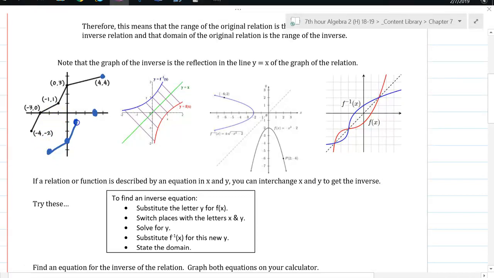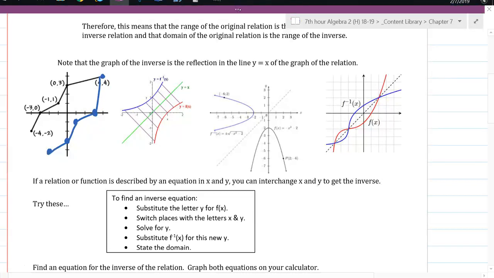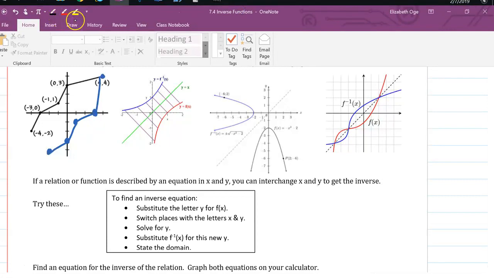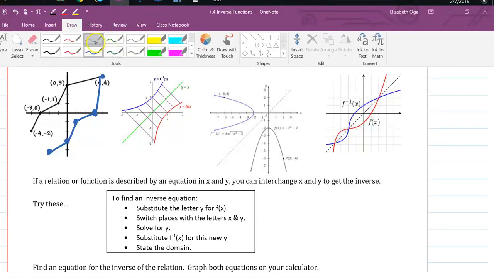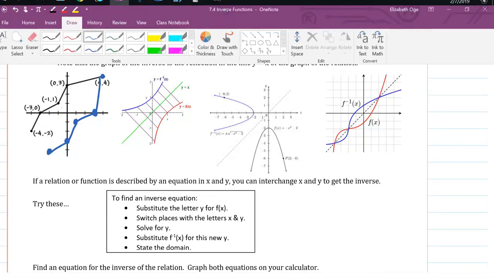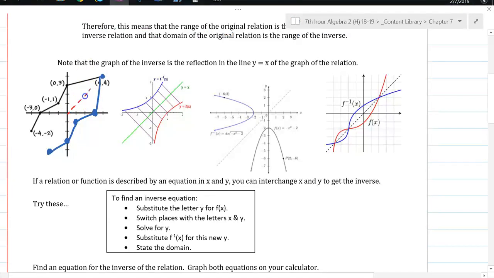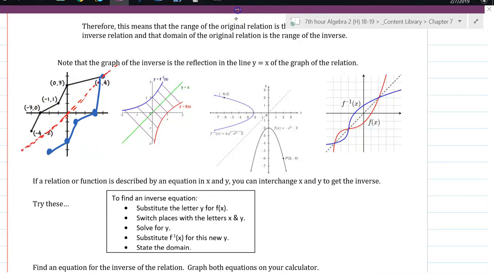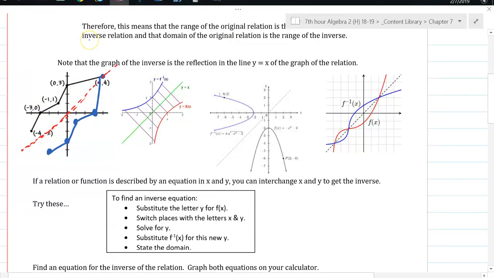So if I connect these points and draw this graph, I notice it's exactly the same shape as the original graph, except we actually have a reflection over the line y equals x. So I'm going to draw the line y equals x. Here it is. It's a line that goes through the origin and has a slope of 1. Notice, if we take the black graph and reflect it over the line y equals x, we get the new blue graph, which is the inverse of the relation.